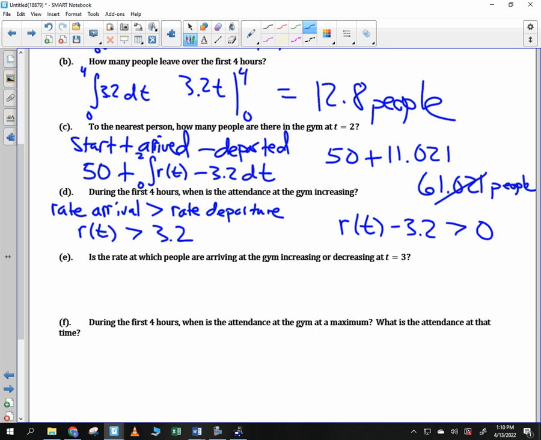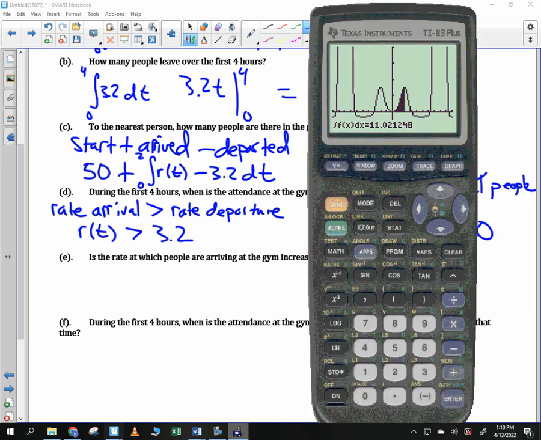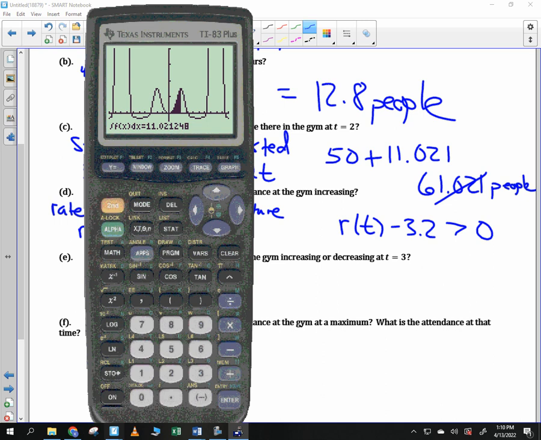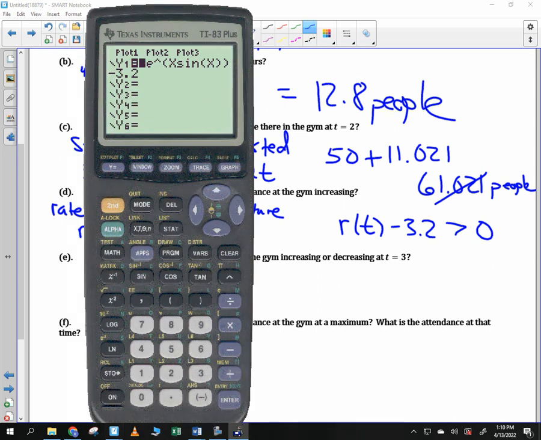When is R of t minus 3.2, when is it above the x-axis? Everybody see that? That's what we're trying to figure out. That's not too bad. So I think I actually have R of t minus 3.2. I think I have that plugged in my calculator, right?